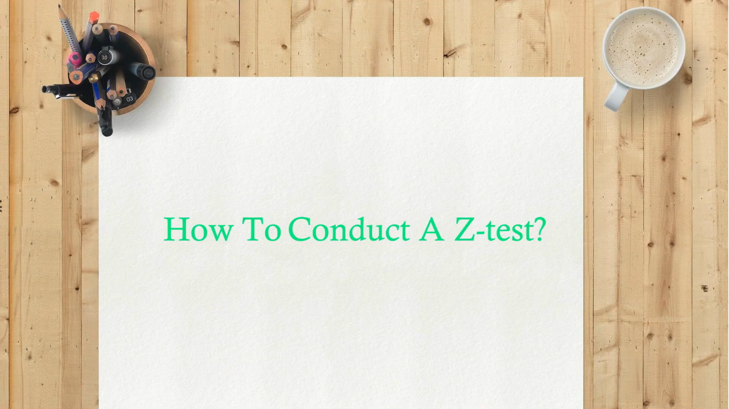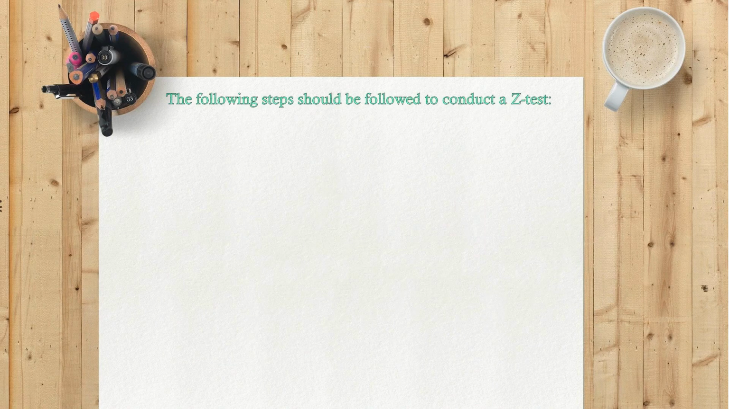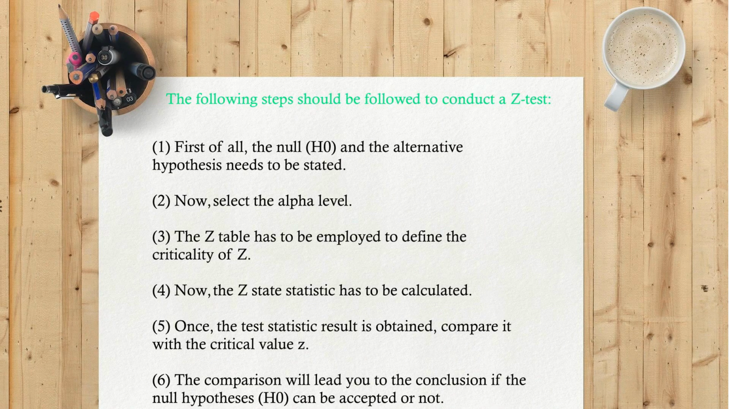How to conduct a z-test? The following steps should be followed to conduct a z-test. 1. First of all, the null hypothesis, H0, and the alternative hypothesis, Ha, need to be stated. 2. Now, select the alpha level. 3. The z-table has to be employed to define the critical value of z. 4. Now, the z-statistic has to be calculated. 5. Once the test statistic result is obtained, compare it with the critical value z. 6. The comparison will lead you to the conclusion if the null hypothesis, H0, can be accepted or not.